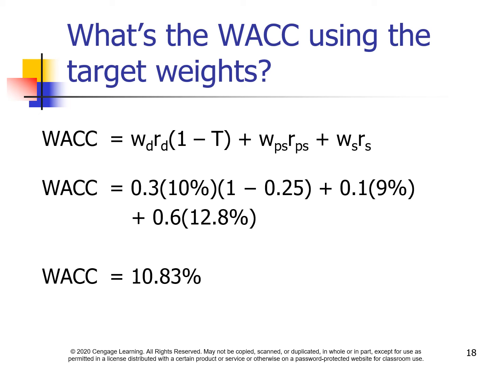What's the WACC using the target weights? The WACC is the weight of debt times the after-tax cost of debt, plus the weight of preferred stock times its cost, plus the weight of common equity times its cost.